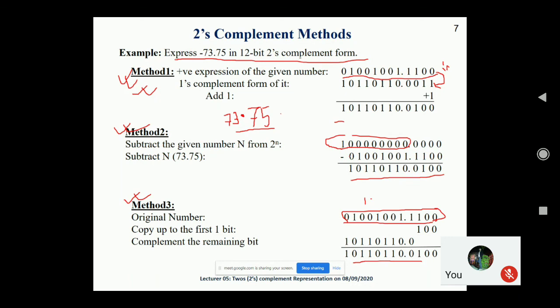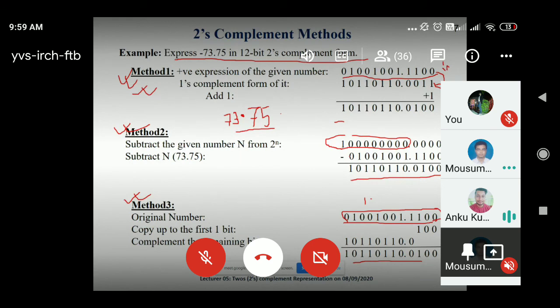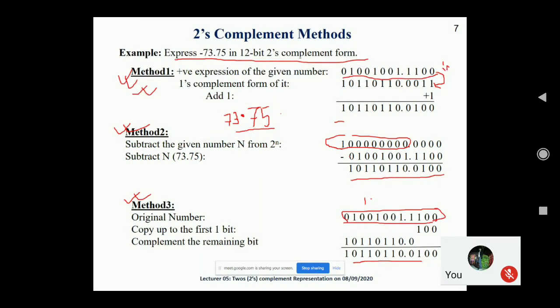Sir, I have a doubt. You told us that we just need to copy the first one bit. Then why did we copy the two zeros after the one? Okay, what is your name? Sir, Ankur, sir. Very good, Ankur.